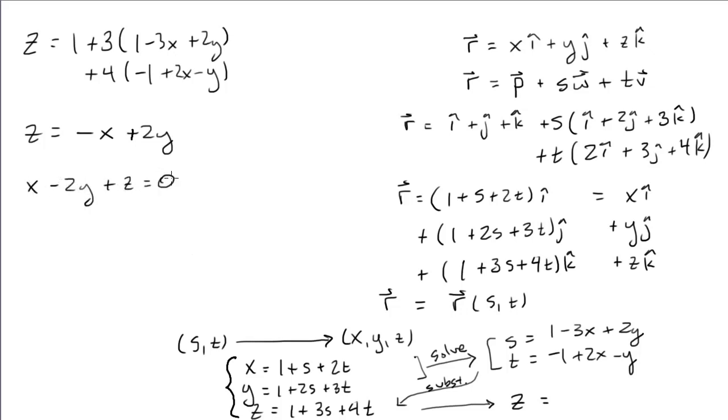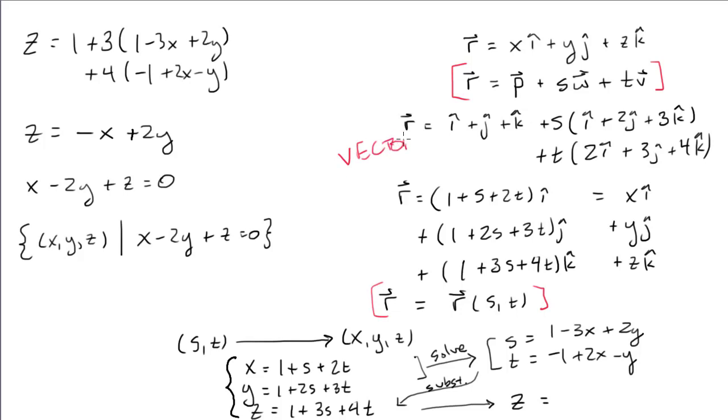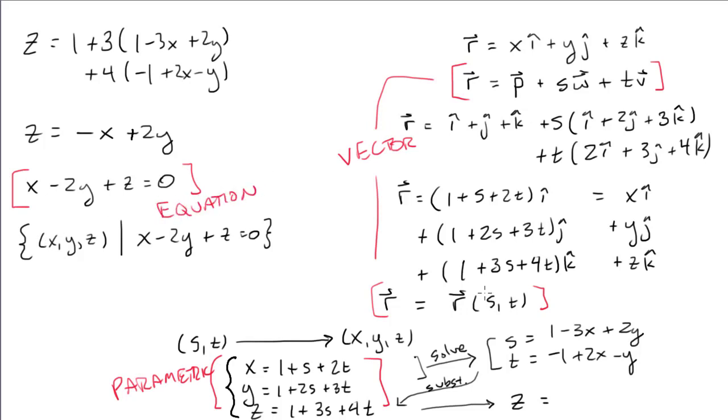We'll normally write a plane this way. We'll see why later. The equation form is filtering every point in space through this equation. So the vector form is this, and it points to every point on the object. The parametric form builds up the object one point at a time in terms of the parameters. The equation form filters out space using this equation as a filter.